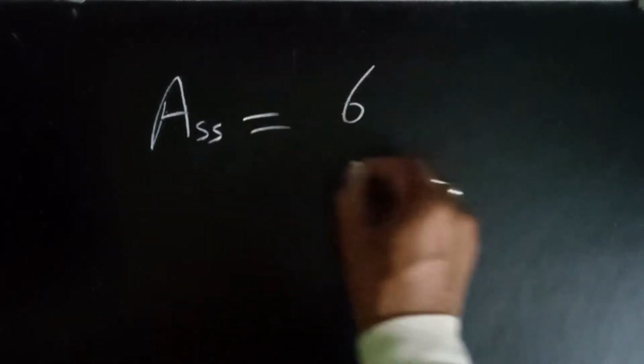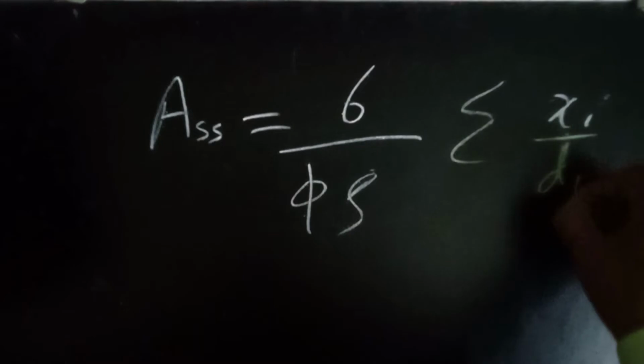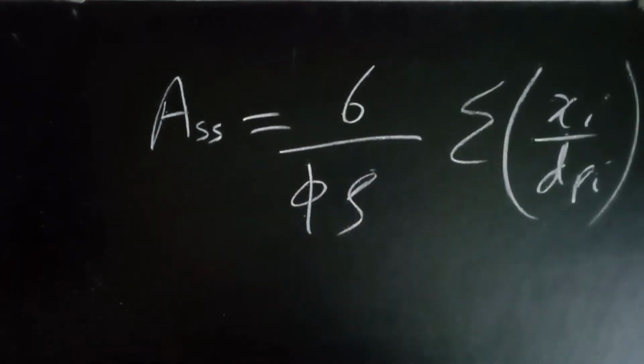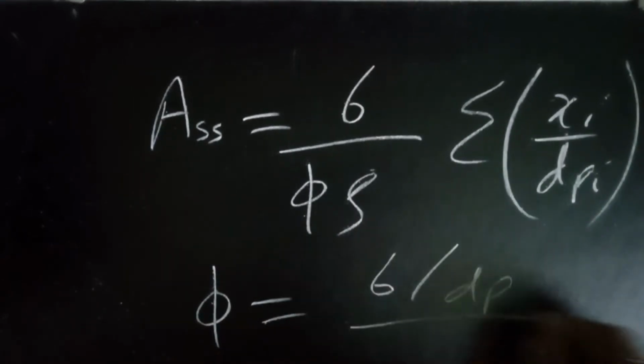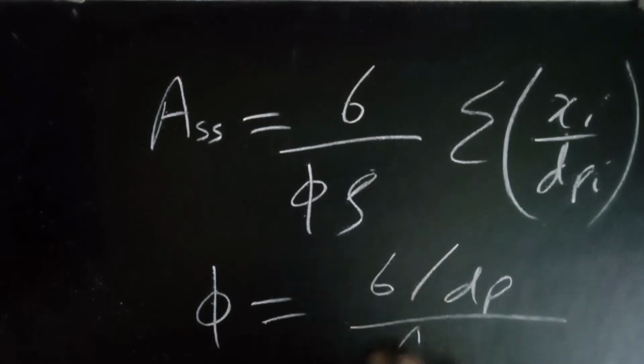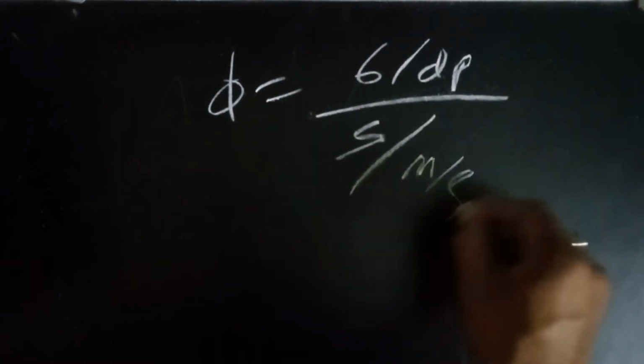Next there are some minor formulas, such as the specific surface area. Ass is 6 by phi rho summation of xi upon dpi. To remember it: we know phi is equal to 6 by dp upon S upon V. We can put V as mass upon density. So sphericity is 6 by dp upon S upon mass upon density.